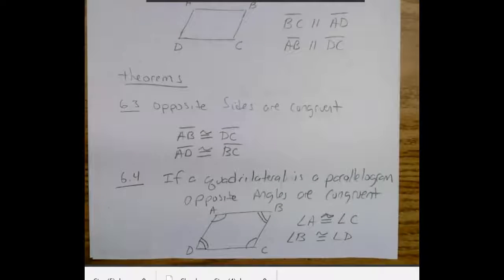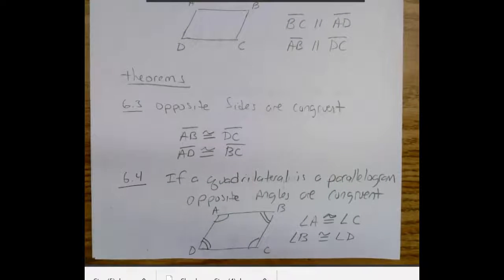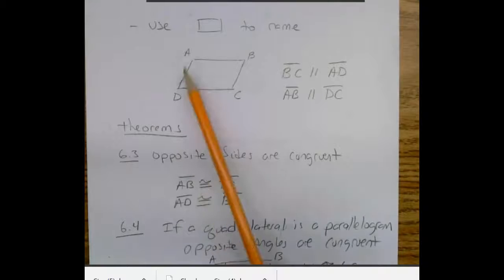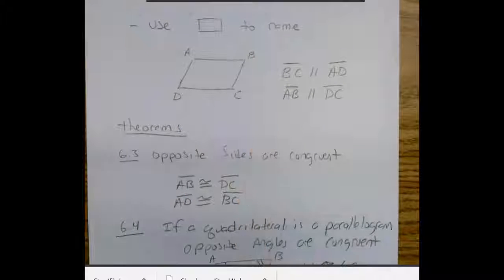Now there's a few important theorems that go along with parallelograms that we can use to help us solve for things we don't know. And one of them is to remember that if you have a parallelogram, opposite sides are congruent. So if we look at this parallelogram here, just like we said, what makes it a parallelogram? AB is congruent with DC, and AD is congruent with BC here. Okay, so that's theorem 6.3.